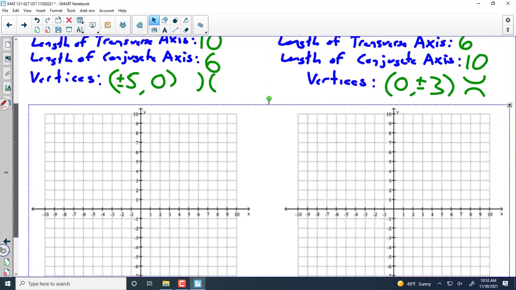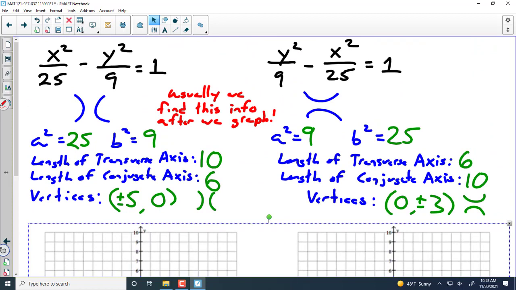I can't keep the graphs and the equations on the screen at the same time, so does everyone have these? Does anyone need to copy these down? Go ahead and copy down the two equations if you haven't already. And then what we're going to do is we're going to make our fundamental rectangles. We're going to put in our slant asymptotes, and we're going to sketch the hyperbolas. Does anyone need more time to copy down the two equations?